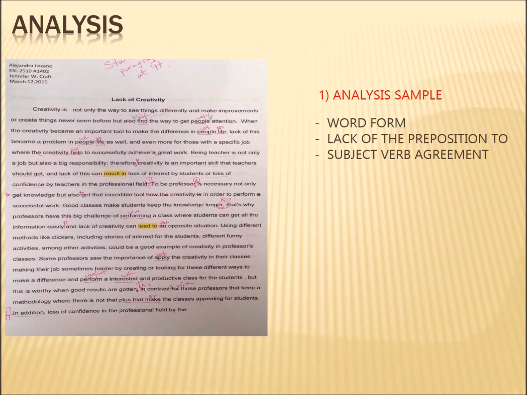So we have word form mistakes on the second line where it says, "but also to find a way to get people's attention." Then we have a lack of the preposition "to" that takes the place to refer to the base form of a verb. On the ninth line where it says "not only to get knowledge but also to get that incredible tool."